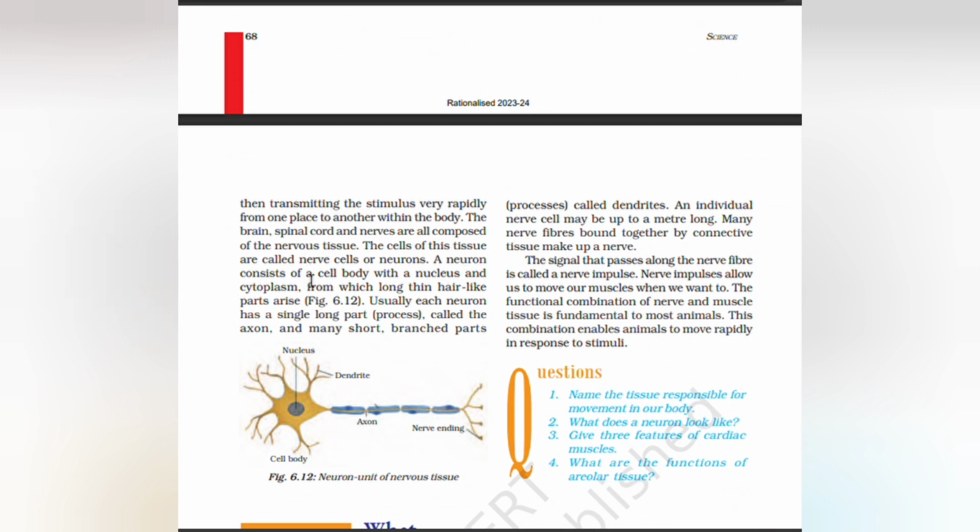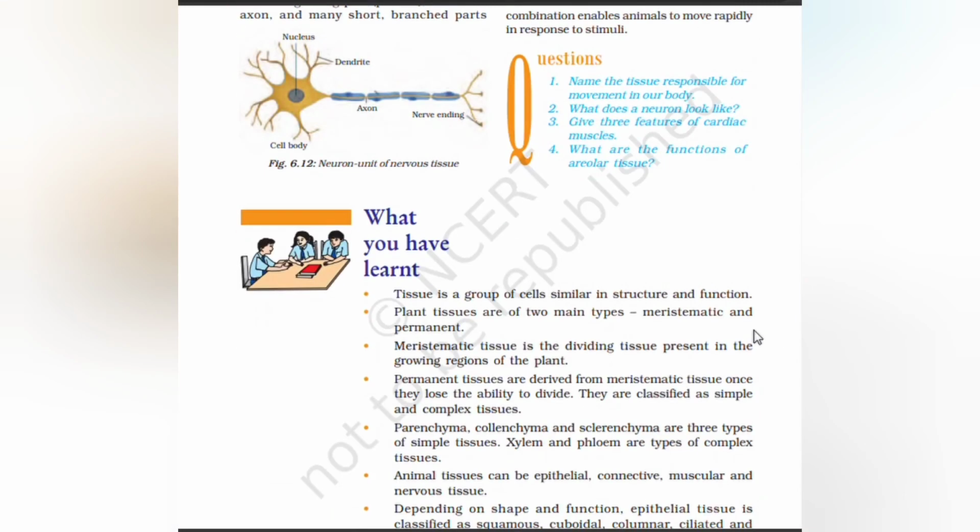A neuron consists of a cell body, the nucleus, and cytoplasm, from which long, thin hair-like parts arise. Usually each neuron has a single long part called the axon and many short branched parts called dendrites. An individual nerve cell may be up to a meter long. Many nerve fibers bound together by connective tissue make up a nerve. The signal that passes along the nerve fiber is called the nerve impulse. Nerve impulses allow us to move our muscles when we want to. The functional combination of nerve and muscle tissue is fundamental to most animals. This combination enables animals to move rapidly in response to stimuli.